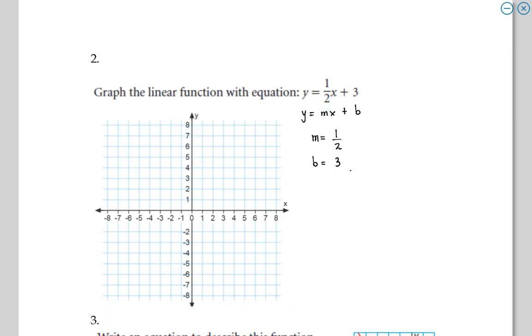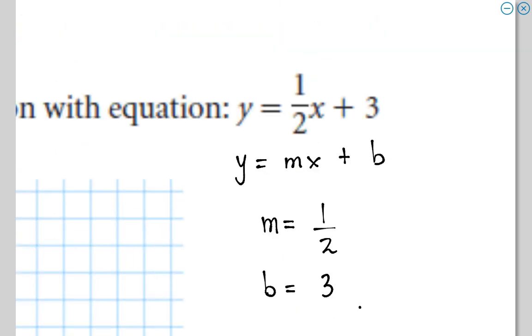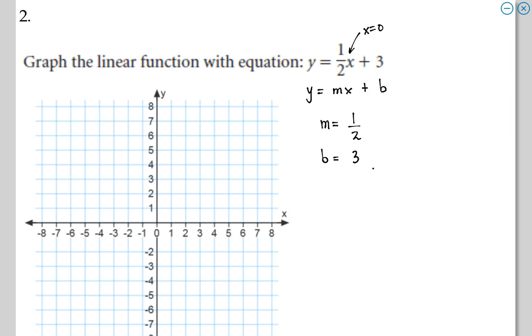Which one of those is the initial value? 3. So could I plot that easily? What do I mean by initial value? The x is initial. It's the start of the experiment. The input is 0. So what happens when x is 0? If you could put x equal to 0 here, what would you end up with? Y equals 3. So you can plot that point right here.